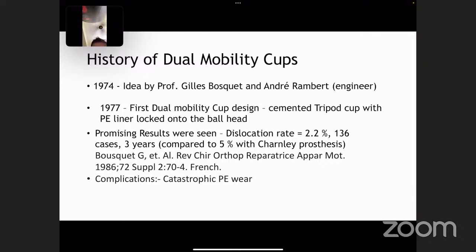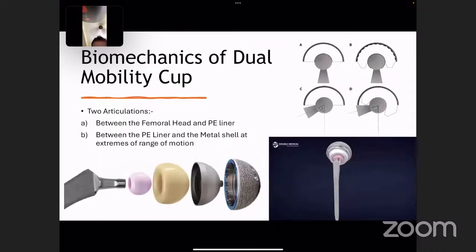Promising results were seen. The dislocation rate was only 2.2% at 3 years, which was compared to 5% with the Charnley process at that time. How does a dual mobility cup work?